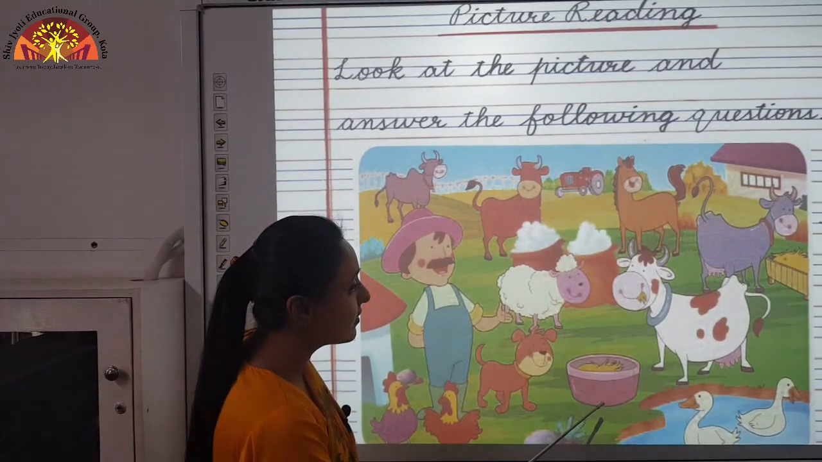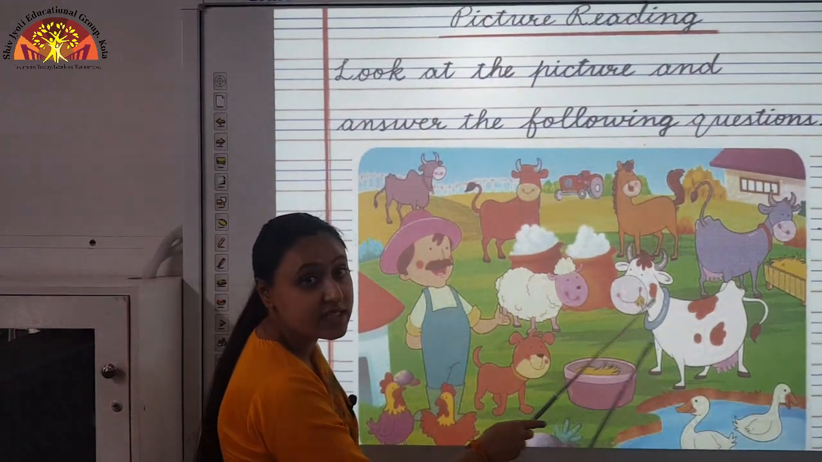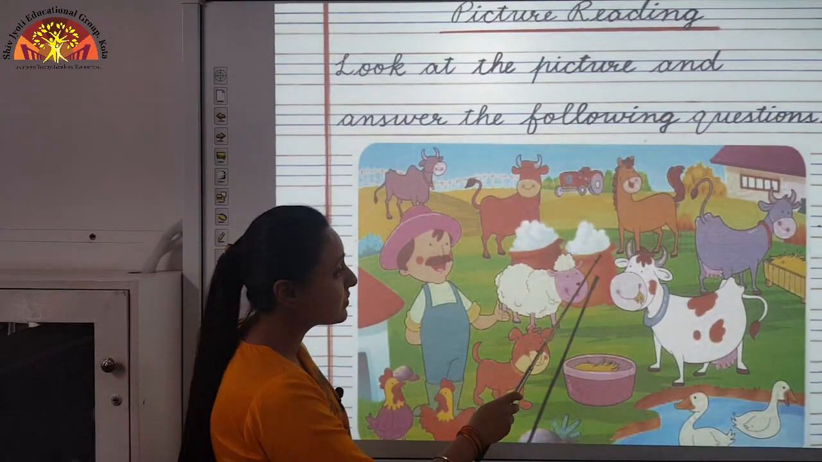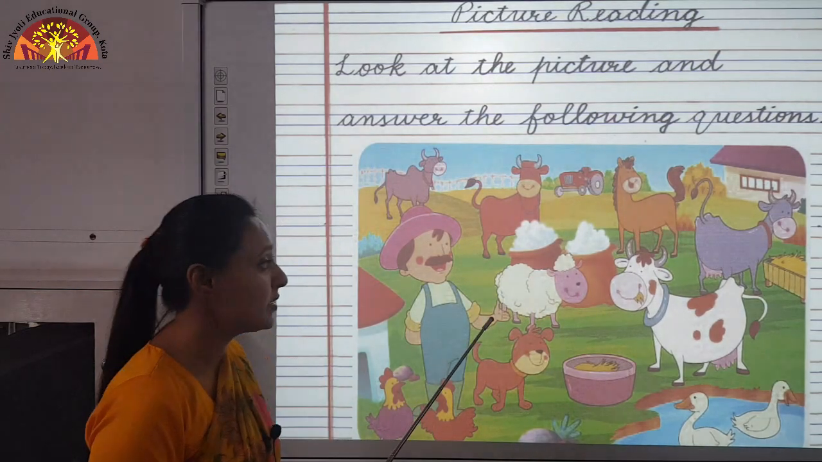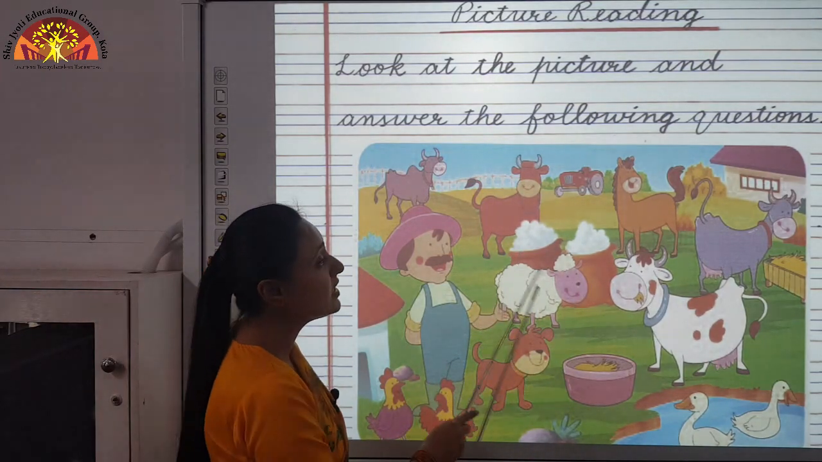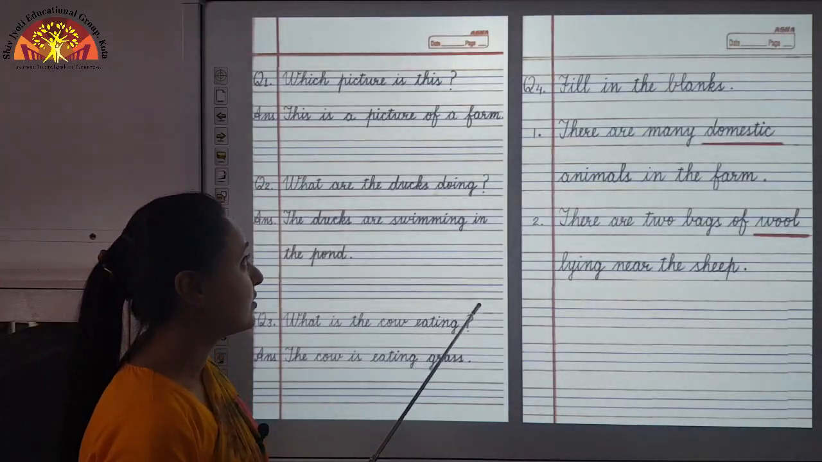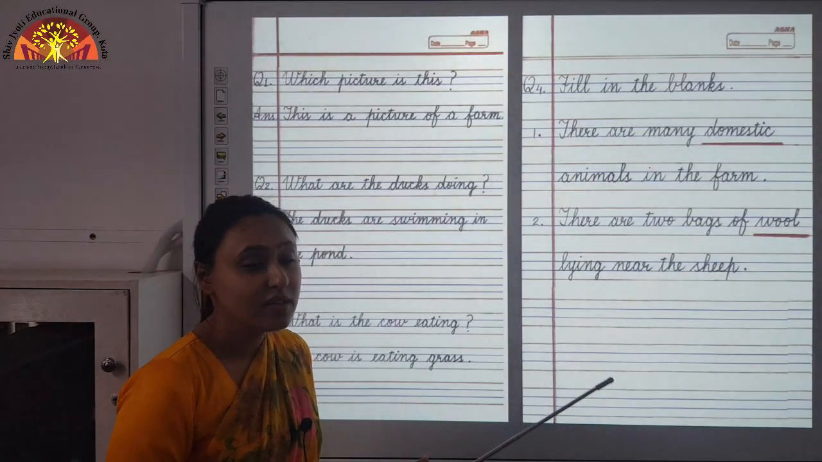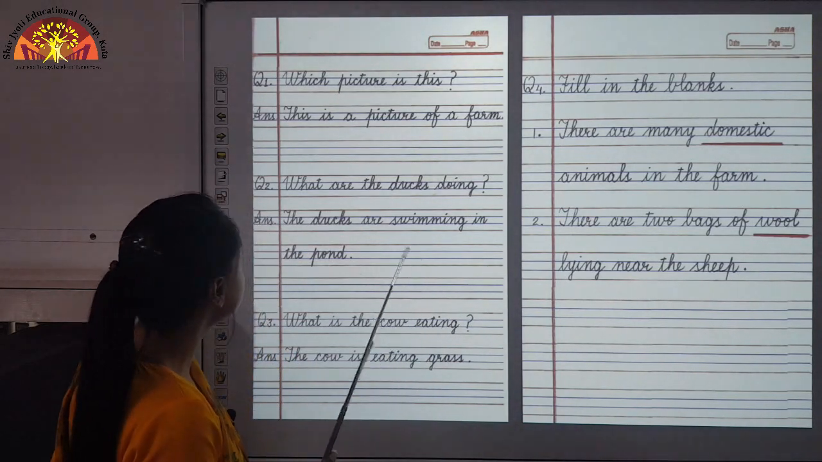Grass is lying here. What is the cow doing? The cow is eating grass. Wool is also lying there, okay. We get wool from sheep, okay. So here you can see wool also. So children, we have observed our picture. Now we will answer a few questions related to this picture.